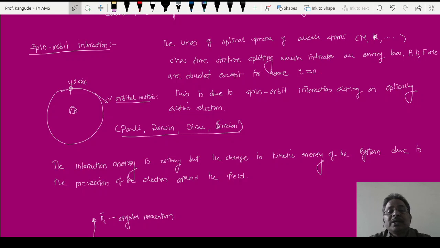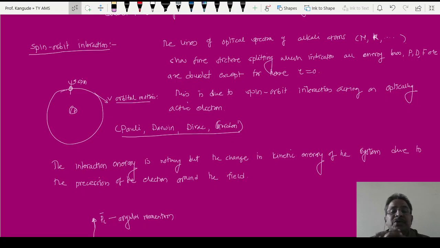The lines of optical spectra of alkali elements show fine structure splitting, which indicates all energy levels P, D, F, etc. are doublet, except where L is equal to 0. The orbital angular momentum quantum number L equal to 0 corresponds to orbits that are not doublet. All remaining energy levels are found to be doublet.